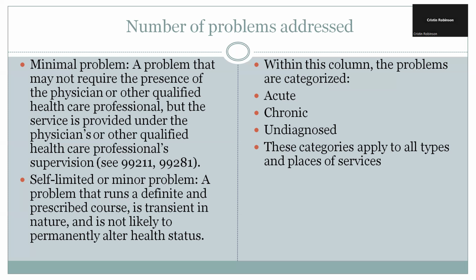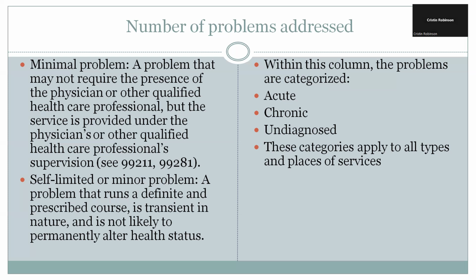Self-limited or a minor problem. This is a problem that runs a definite and prescribed course, is transient in nature, and is not likely to permanently alter health status. So, that could be a sinus infection, or acute bronchitis, or a urinary tract infection, something where they're going to prescribe a medication. And once they finish that antibiotic or whatever they're prescribing, the patient will recover, and ultimately it will not be affected in their permanent health status.